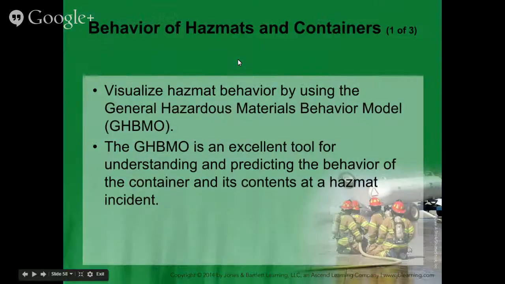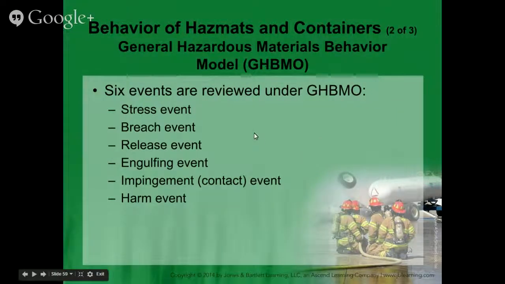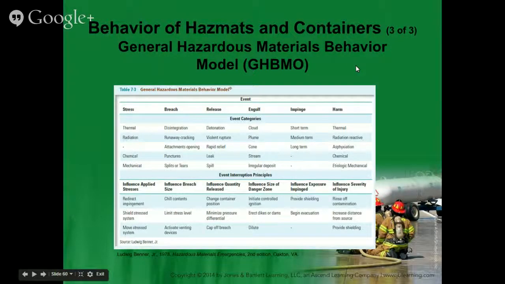There's a model out there called the General Hazardous Materials Behavior Model, the GHMBM, whatever that is. It's a tool for determining and predicting the behavior of a container. So now we're looking at a container out there, and these are the things we look at. We look at what can happen with these six events.